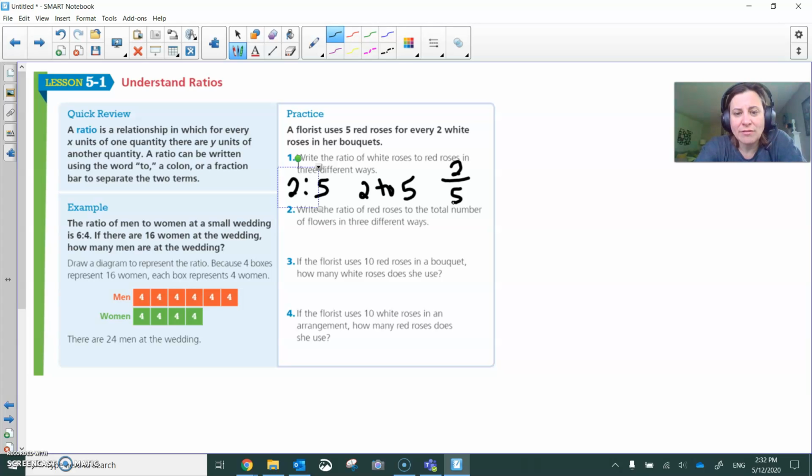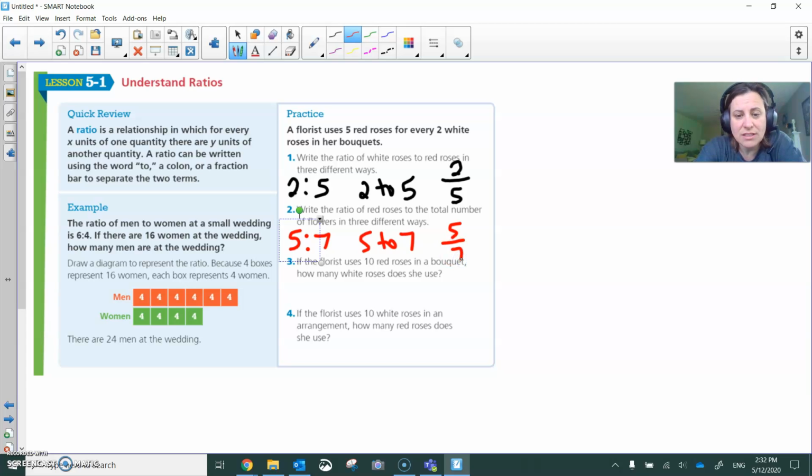Write the ratio of red roses to the total number of flowers in 3 different ways. Well, there's 5 red roses and 7 flowers. So 5 red roses to 7 flowers, 5 red roses to 7 flowers, 5 red roses to 7 flowers.